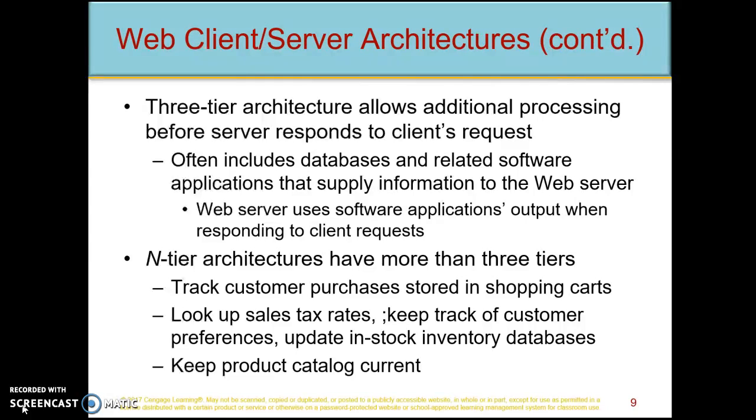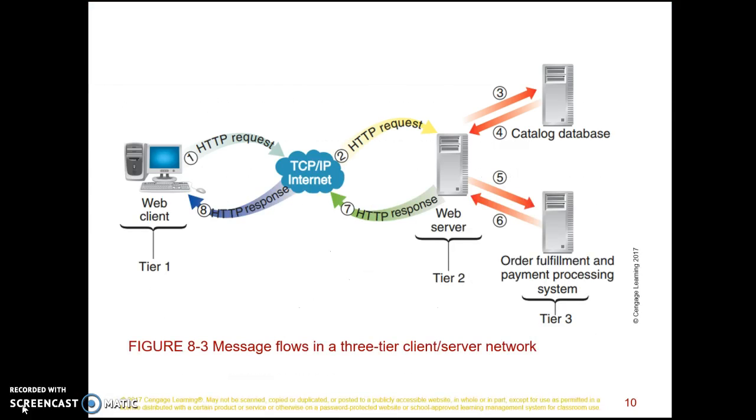N-tier architectures have more than three tiers. So N-tier represents a number. So it could be 4-tier or 5-tier. These would include architecture that would include shopping carts or software to look up sales tax, or maybe some type of inventory database. This is an example of how a message flows in a three-tier client-server network.